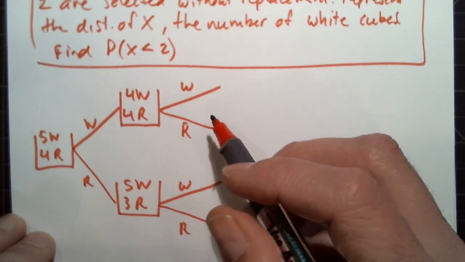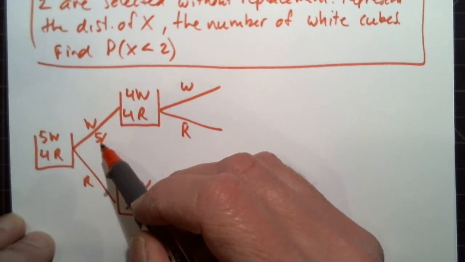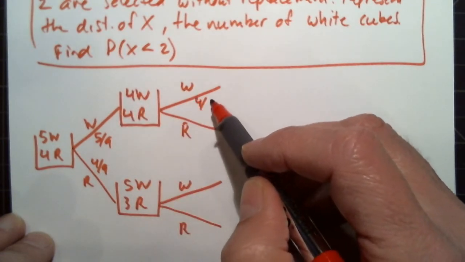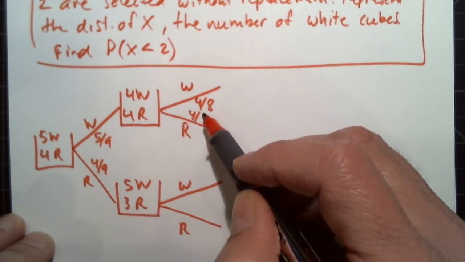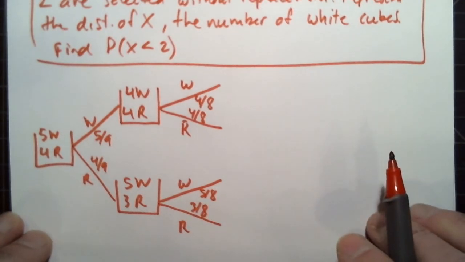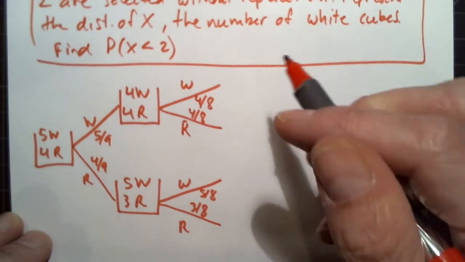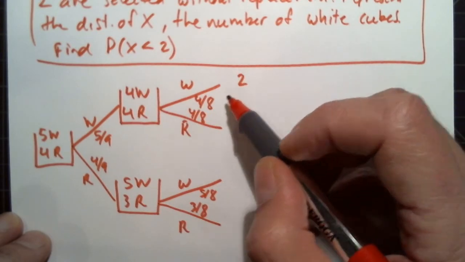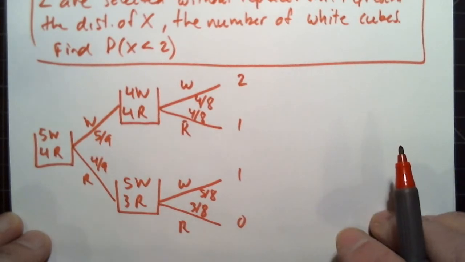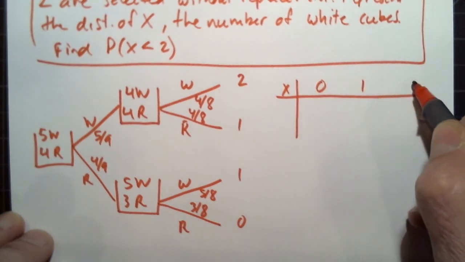Now let's keep track of the probabilities. The probability of this selection is 5 out of 9, and here we have 4 out of 9. The probability of this is going to be 4 out of 8, and here is 4 out of 8. This is 5 out of 8 and 3 out of 8. Okay, we want x to be the number of white cubes. So here we would have 2 white cubes, 1 white cube, 1 white cube, 0 white cubes. And we can make the table. X has values 0, 1, or 2.